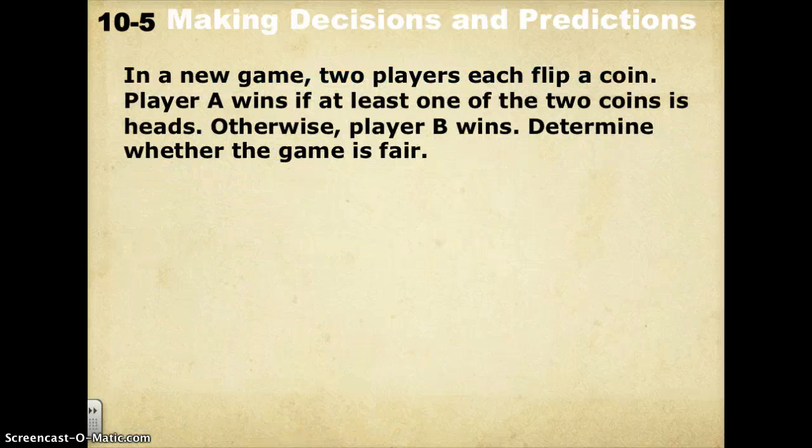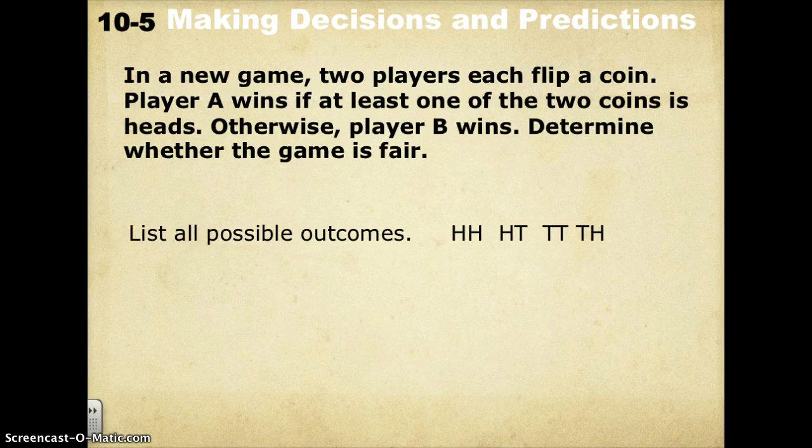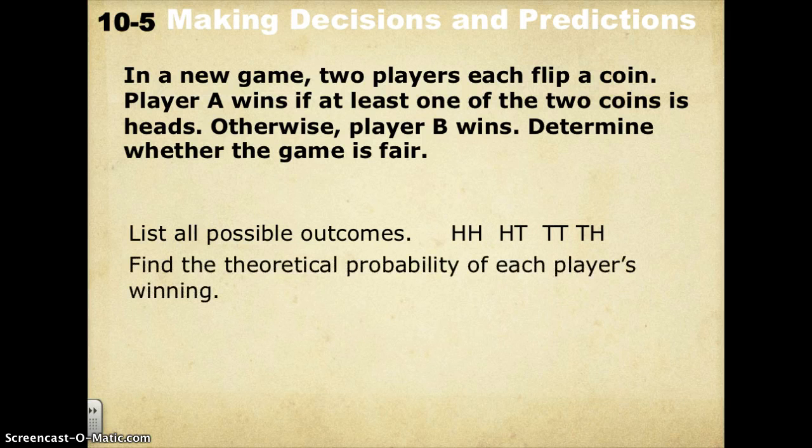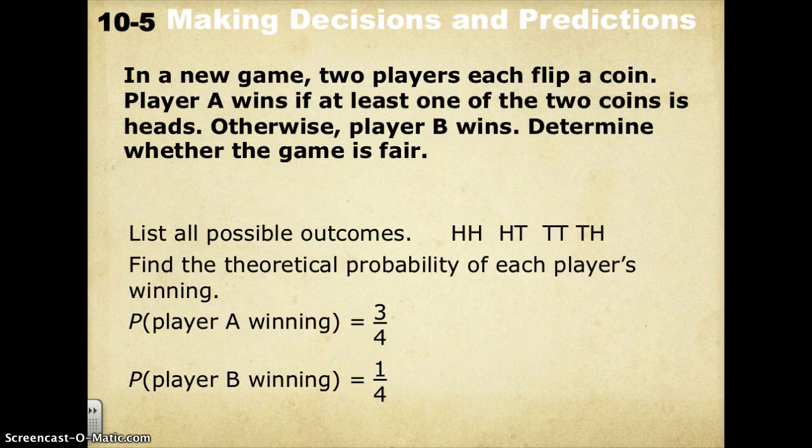In a new game, two players each flip a coin. Player A wins if at least one of the two coins is heads, otherwise player B wins. Determine whether the game is fair. List all possible outcomes. Find the theoretical probability of each player's winning. Player A wins in 3 of the 4 situations because now we're looking for at least one heads. Player B only wins 1/4 of the time, therefore the game is not fair.